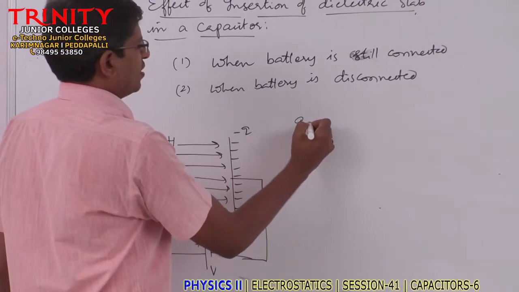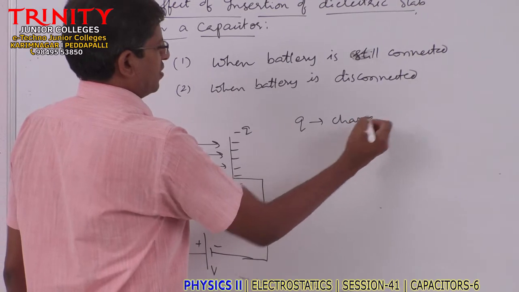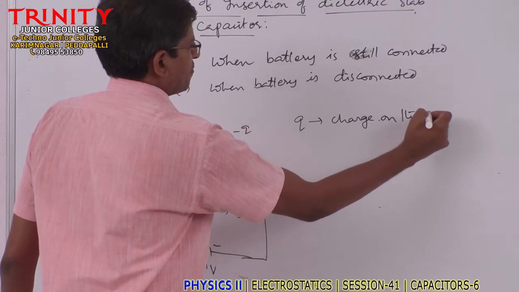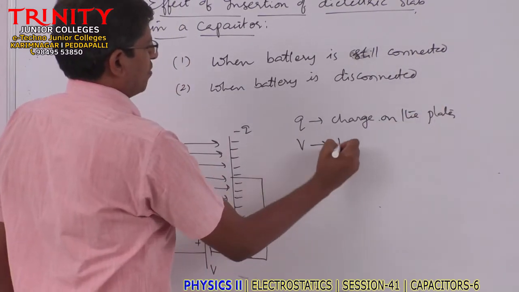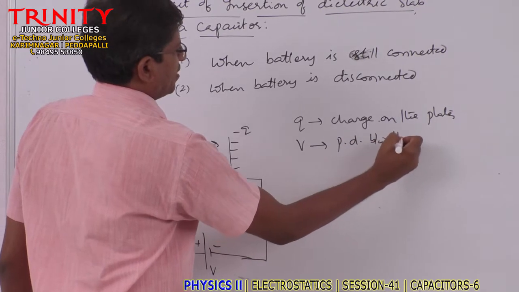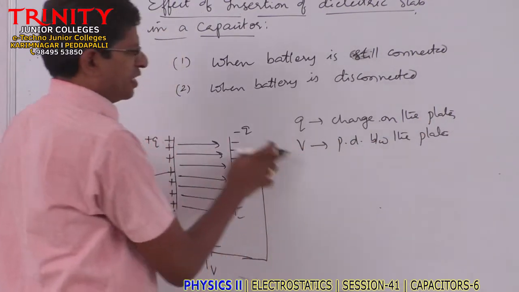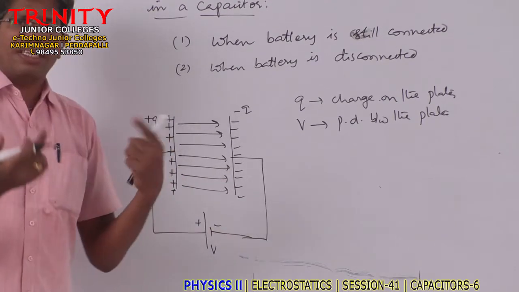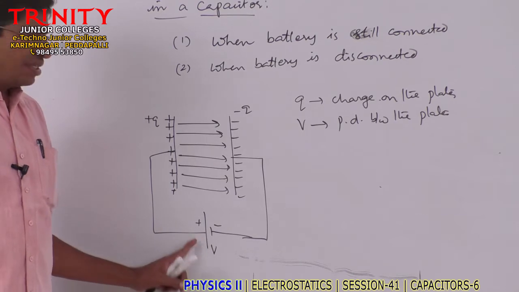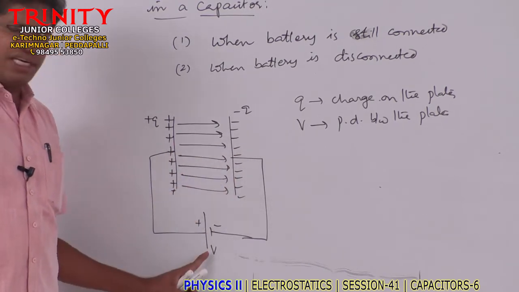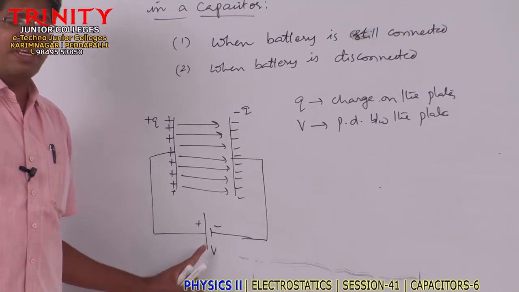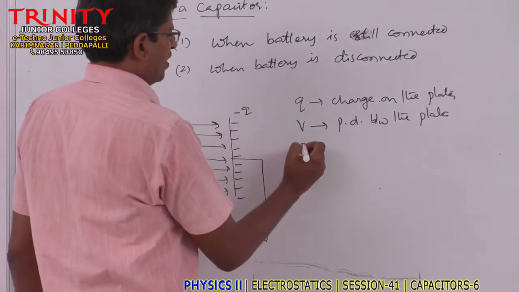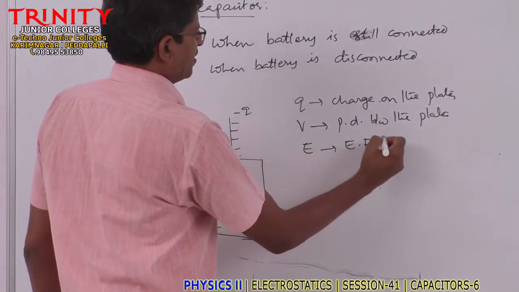So, let us suppose Q is the maximum charge, the charge in the steady state, on the plates, and V is the potential difference between the plates. Where did you get this potential difference from? Whatever potential difference is created between the plates is generated by the external battery. In the steady state, the potential difference between the plates is equal to the potential difference or EMF of the battery. Okay, the potential difference between the plates is V, and E is the electric field intensity between the plates.